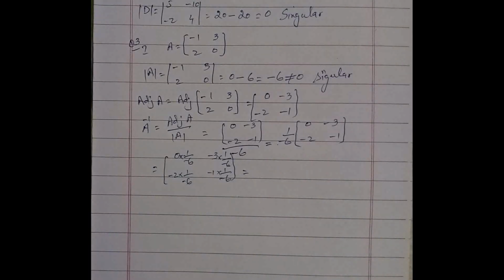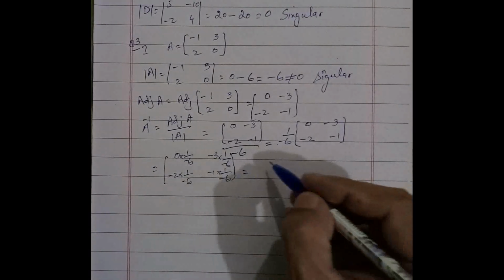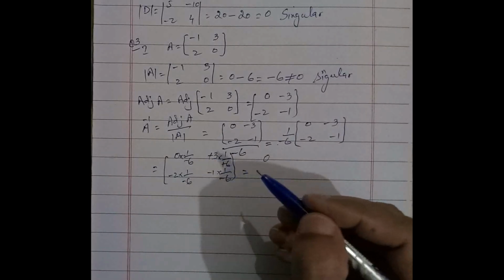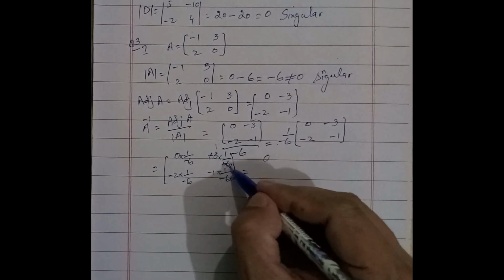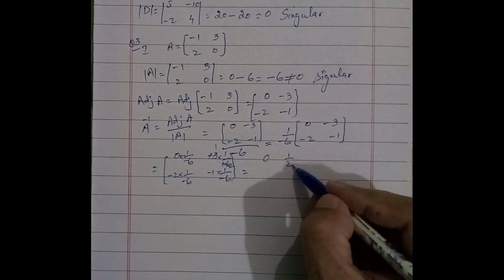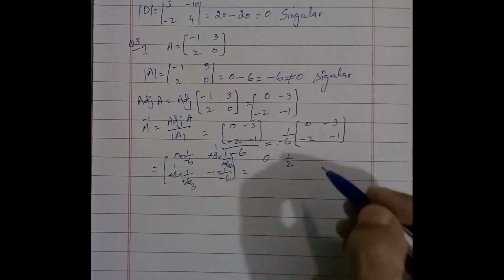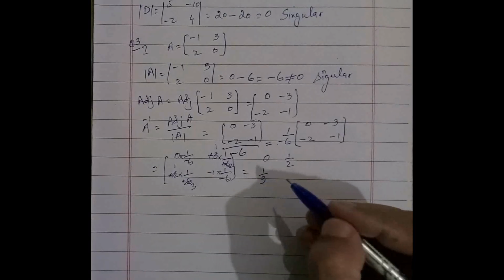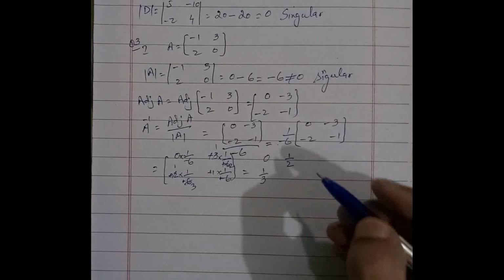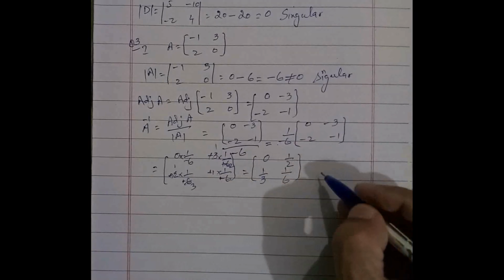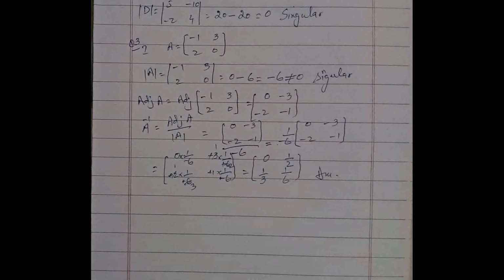And now we simplify the values. 0 multiplied by minus 1 over 6 is 0. Minus cancels with minus, 3 ones are 3, 3 twos are 6, and it is 1 over 2. Minus cancels with minus, 2 ones are 2, 2 threes are 6, which is 1 over 3. Minus multiplied by minus is 1 over 6. And this is the inverse of matrix A.